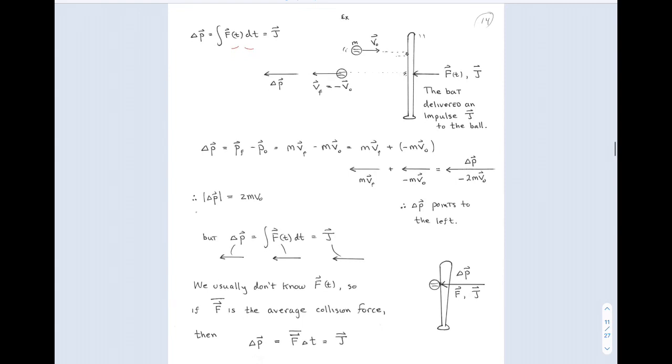So here I have a ball that comes in and hits the bat. The ball comes in to the right, and the bat hits the ball and it heads out to the left.